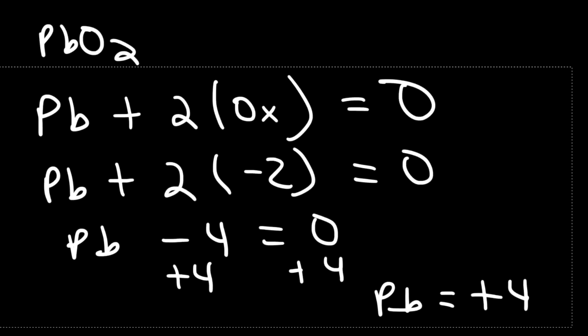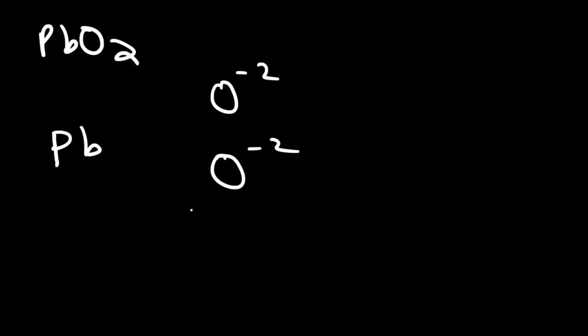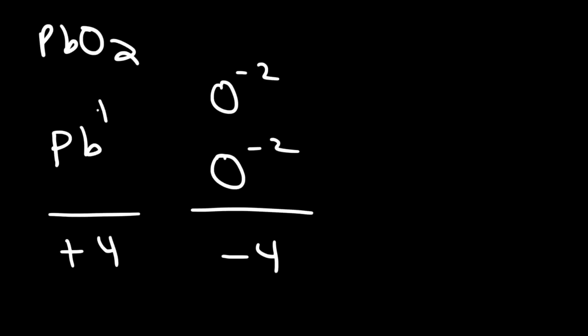Or if you do it the other way, so we have one Pb ion and two oxygen ions, each with a -2 charge. So the total negative charge is -4, which means the total positive charge has to be +4. And so we have lead 4 oxide.